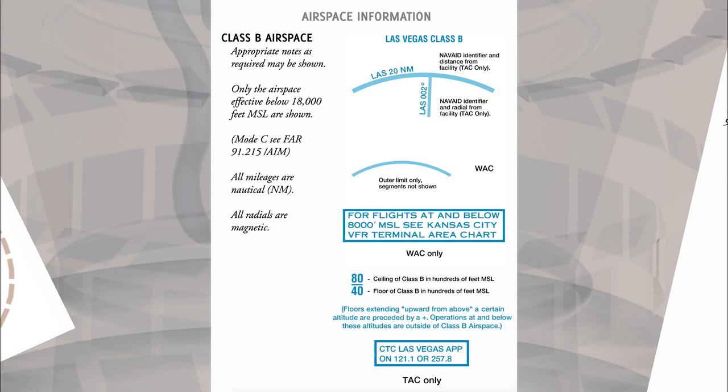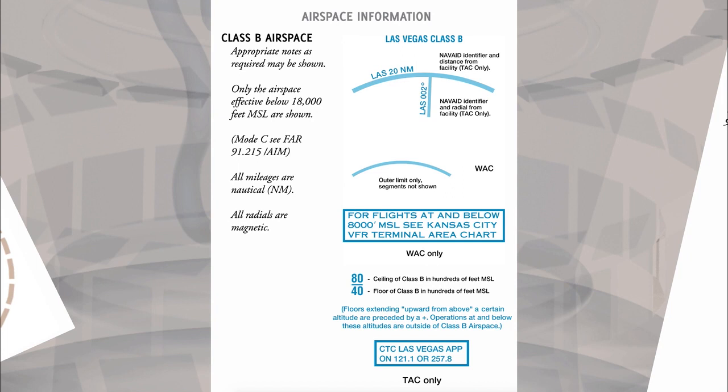The outer limit is the only thing shown on a WAC chart, but we're not even going to look at WAC charts, so we're not worrying about that. This box that you see as we're continuing on down is for a WAC chart as well. We talked in the earlier video about the fractions. Here we have one that's 80/40.